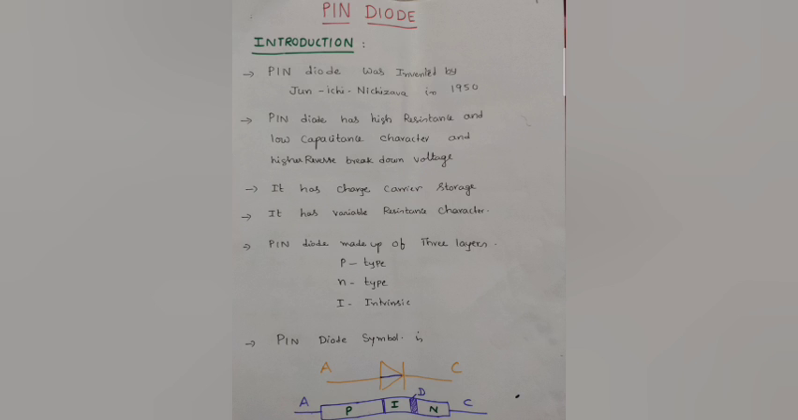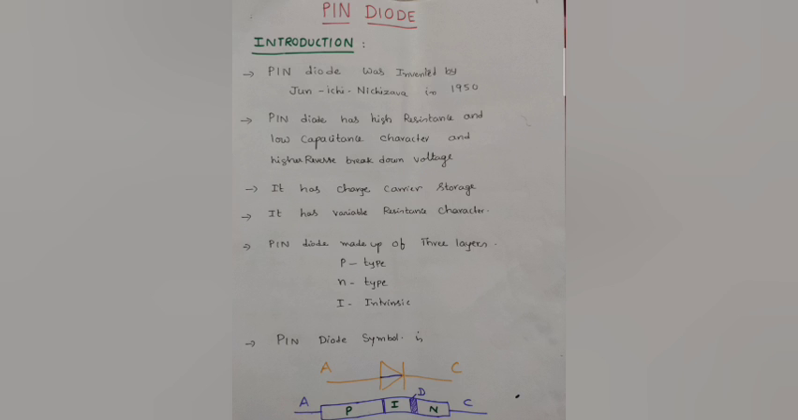Now coming to the introduction to the PIN diode. The PIN diode was invented by Junichi Nishizawa in 1950. A PIN diode has high resistance, low capacitance, and high reverse breakdown voltage. It has charge carrier storage. It has variable resistance character. A PIN diode is made up of three layers: P type, N type, and intrinsic.